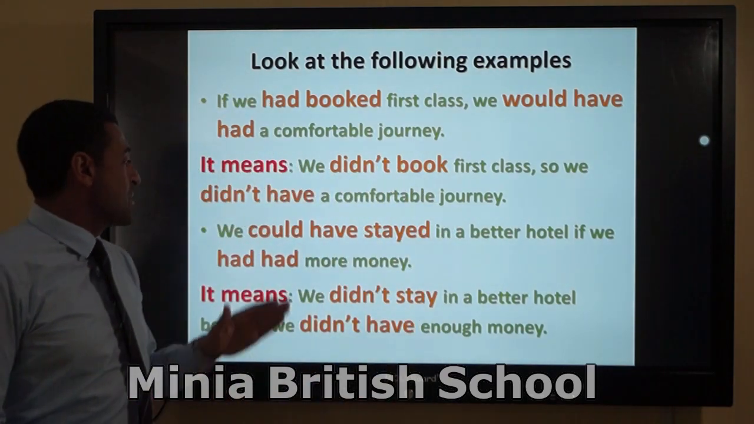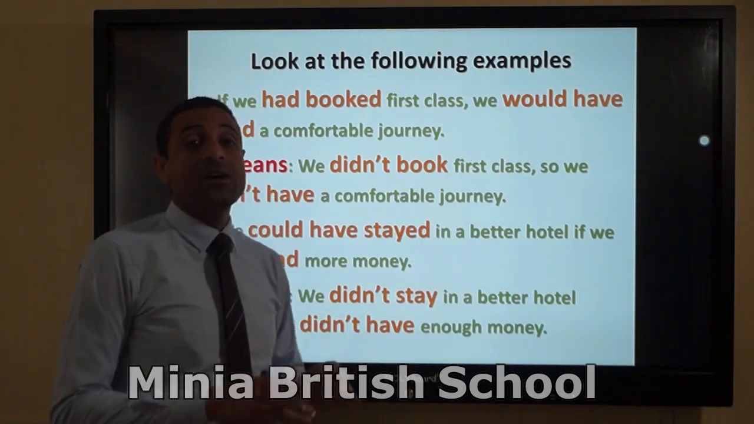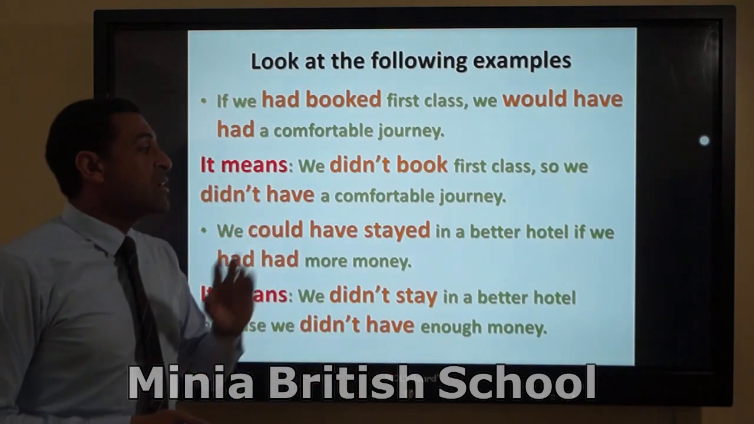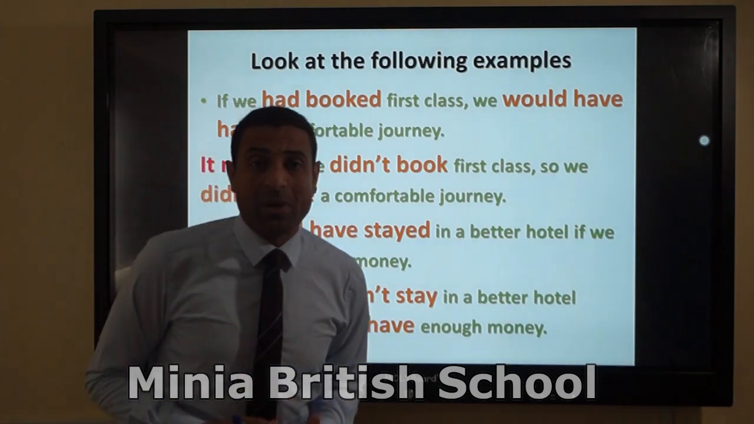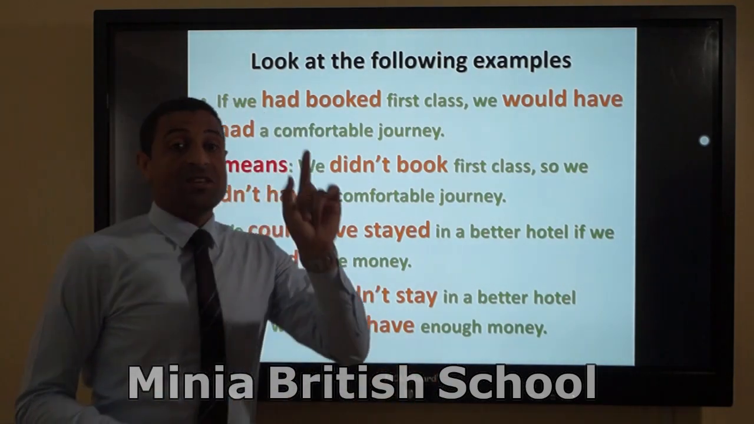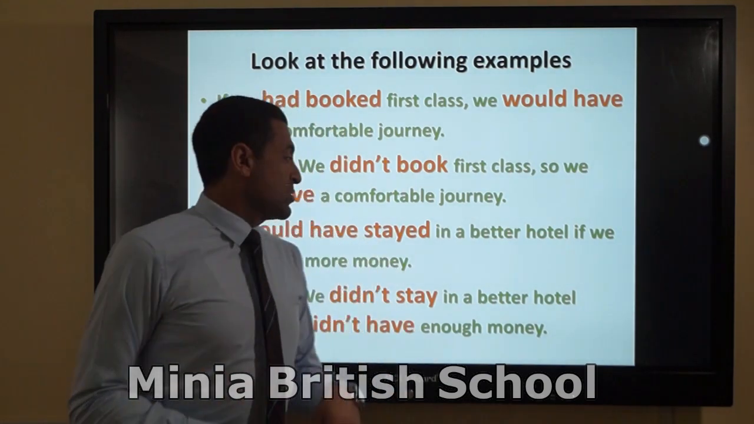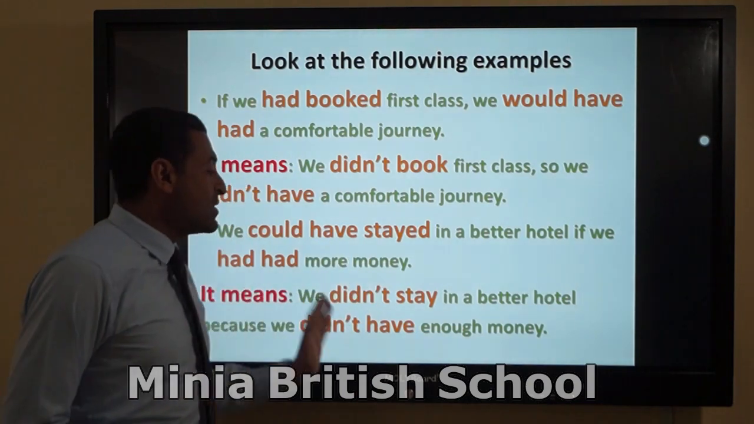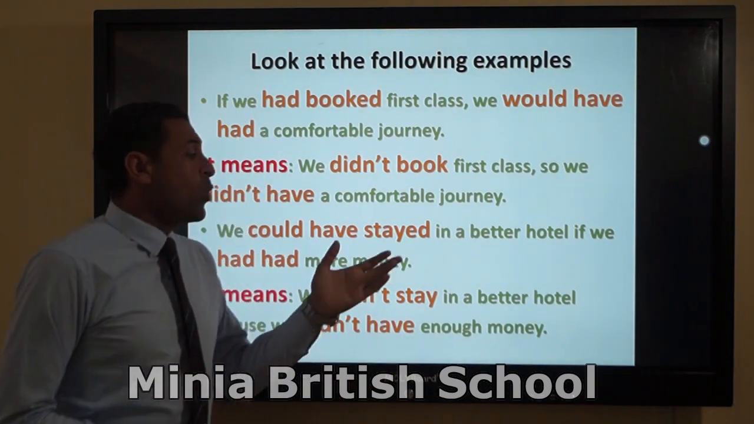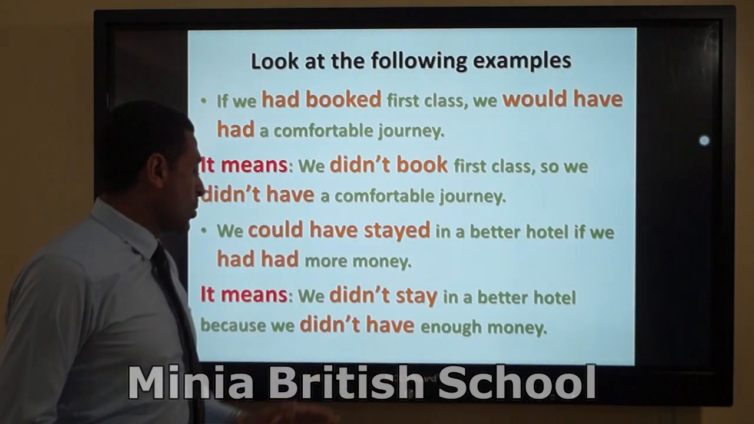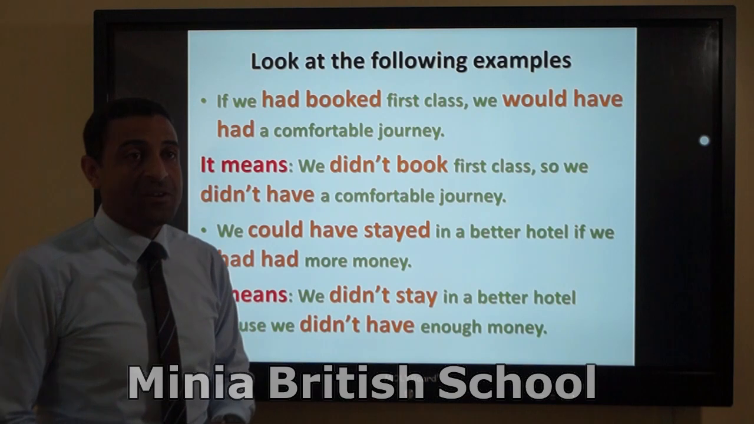Look at the second sentence. We could have stayed in a better hotel if we had more money. Did we have more money? No, we didn't. Did we stay in a better hotel? No, we didn't. So this sentence means we didn't stay in a better hotel. Why didn't you stay in a better hotel? Because we didn't have enough money.